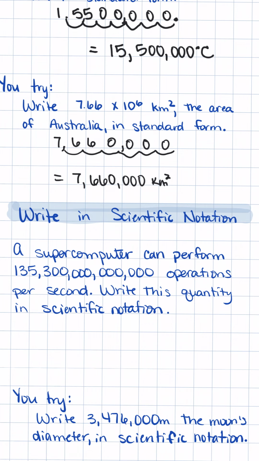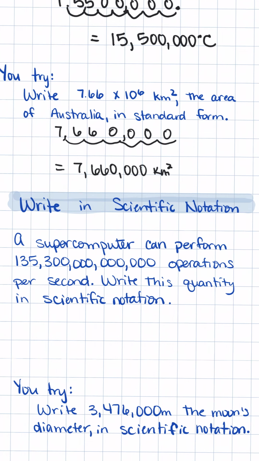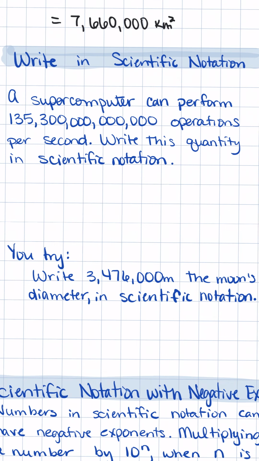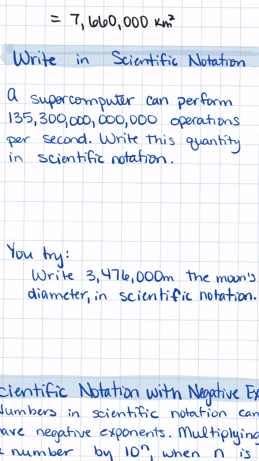Okay, so now write in scientific notation. Now we're going to look at going the other direction. So we have a supercomputer. A supercomputer can perform 135,300,000,000,000 operations per second. Whoa! Write this quantity in scientific notation.